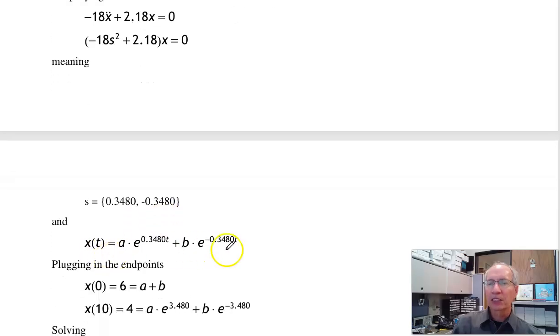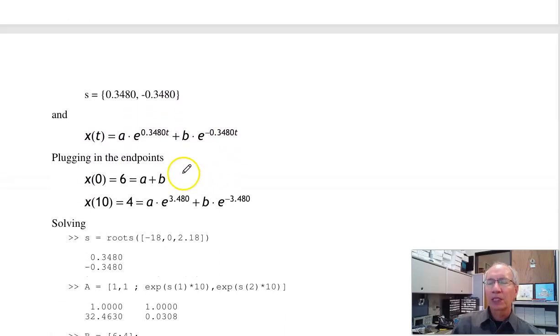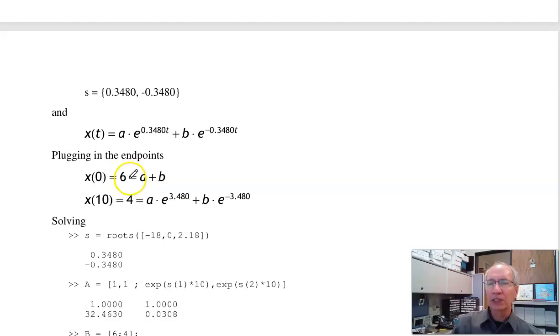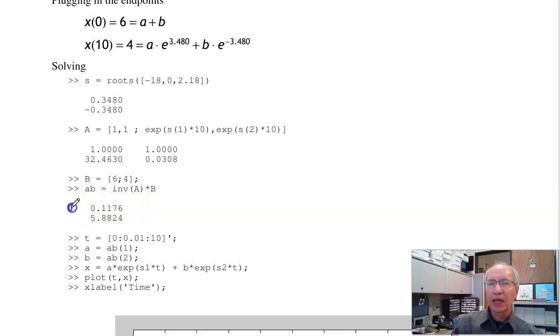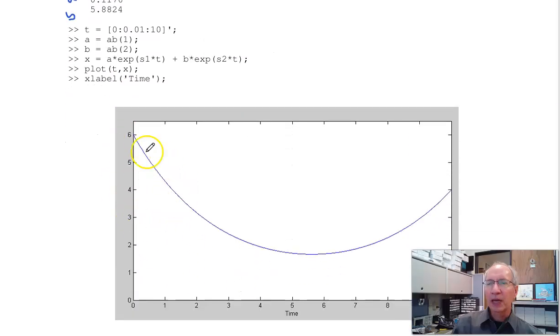So here's the form of x of t. Plug in the endpoints. At t equals 0, I'm at 6. At t equals 10, I'm at 4. Solving for a and b, I wind up with A is 0.11, B is 5.88. So here's the path.